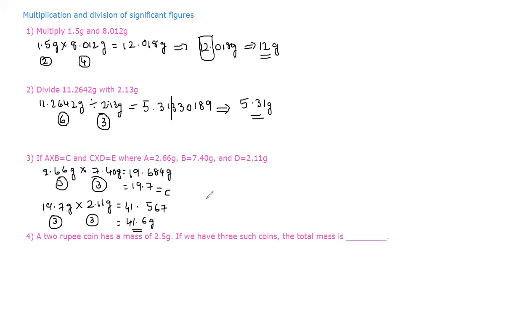Now this is one of the methods. Now let us do the other method. I will show some other method also, and then we will compare both and see which one is correct. So similarly here also, 9.66 grams, which is A, into B, which is 7.40 grams. Then we multiply these two.